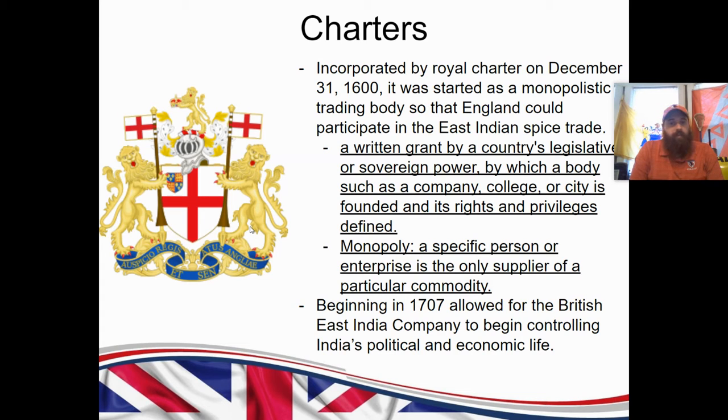Chartered on December 31st, 1600, it had a monopoly on the East Indian spice trade. They worked as a pseudo government in India because the crown says, hey, you have the exceptionally lucrative contract to exclusively trade spices. So beginning in 1707, it allowed the British East India Company to begin controlling India's political and economic life. It took them about 170 years to set up complete control of the area. We'll get more into it.